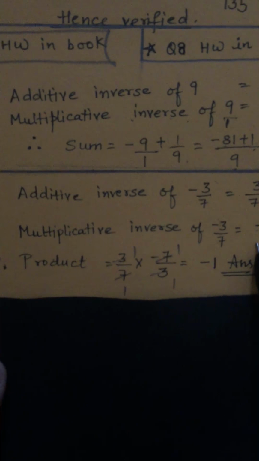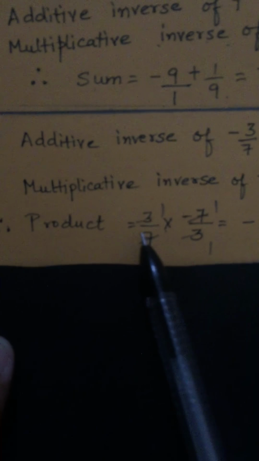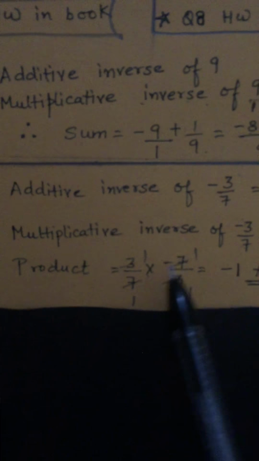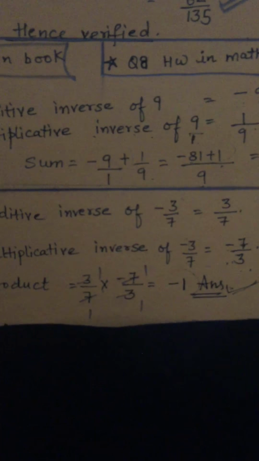We never put the negative sign in the denominator. Okay, so that is what it is. Now product means, as I told you, multiply. So 3 and 3 cancel, 7 and 7 cancel, I get minus 1 as the answer. So this was the last question of the exercise.